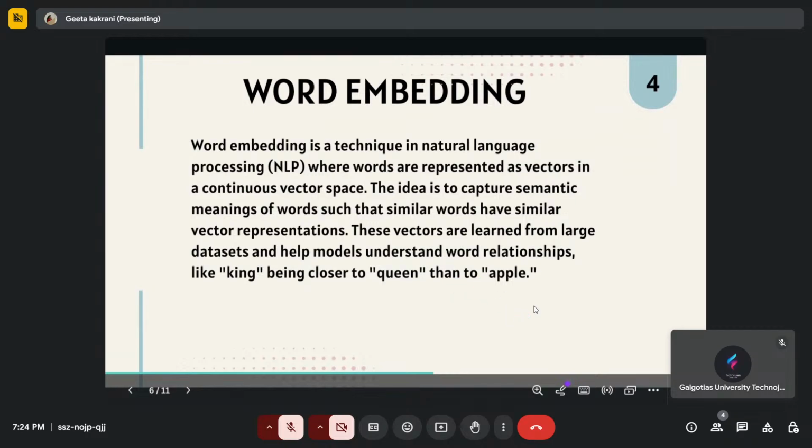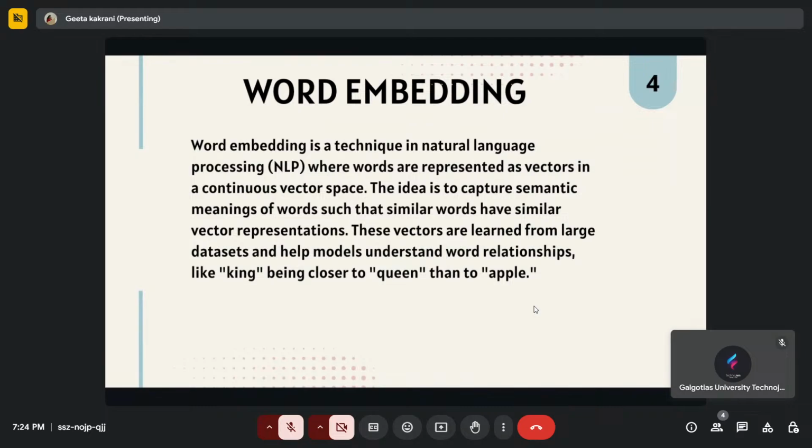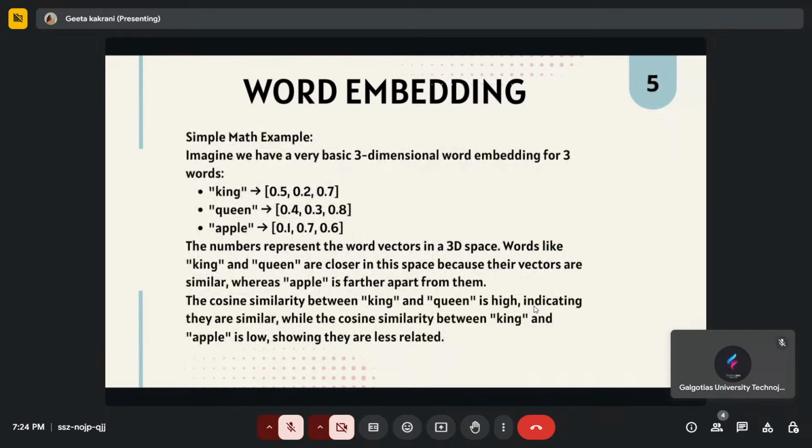Suppose we are giving a number of words: king, servant, apple, table, everything. Whenever we get a new word, we have to check which word it is more relevant to, and we can get the context. So word embedding is not just converting your text into numbers. It actually gets the context of your sentence or your query also. This is a simple method. Whenever you enter any word, it will convert it into a numerical vector. How do we get the numerical vector? This is mathematics, a numerical method.